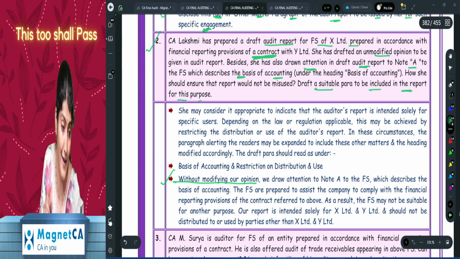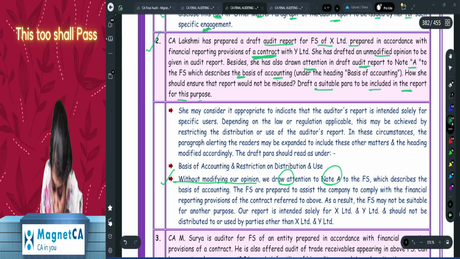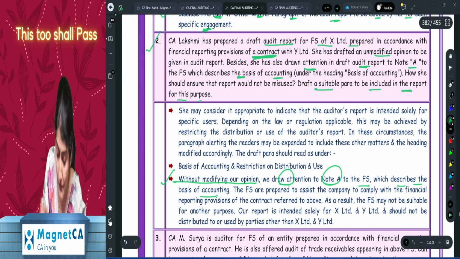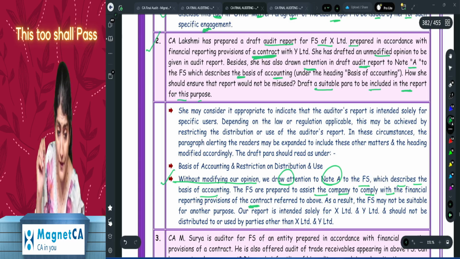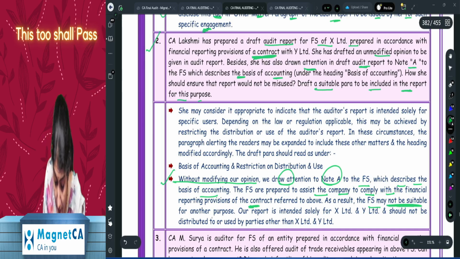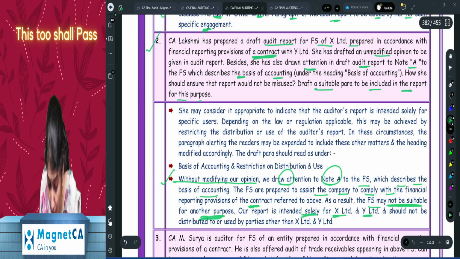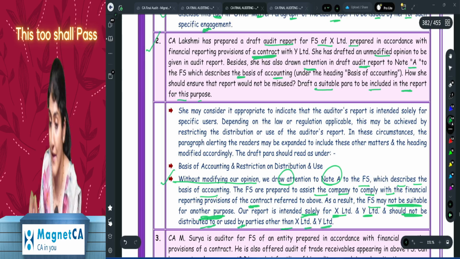Without modifying our opinion. So that's the emphasis of matter. We draw attention to note A to the financial statements which describes the basis of accounting. The financial statements are prepared to assist the company to comply with the provisions of the contract. As a result, the financial statements may not be suitable for another purpose. Our report is intended only for X Limited and Y Limited and should not be distributed to or used by parties other than X and Y.